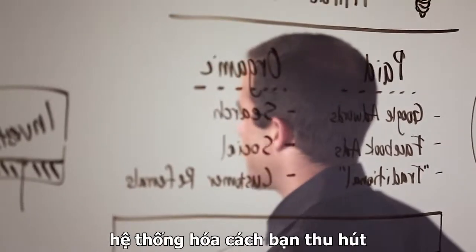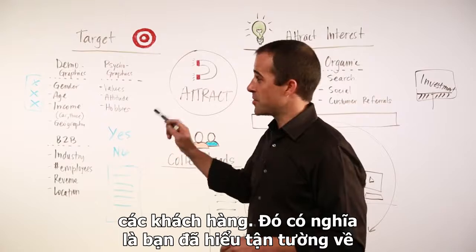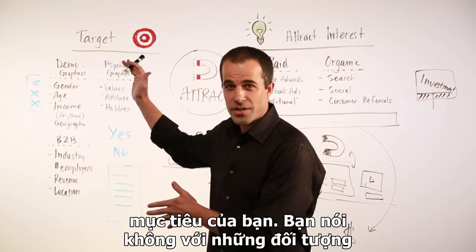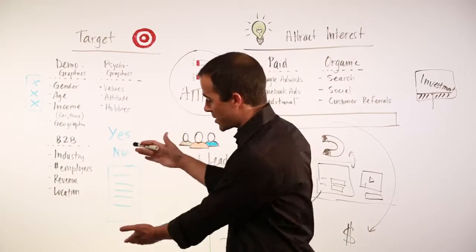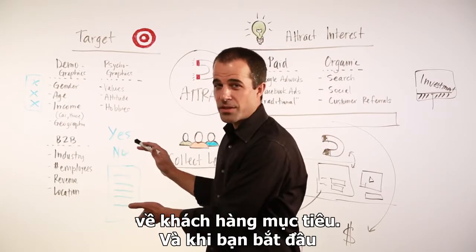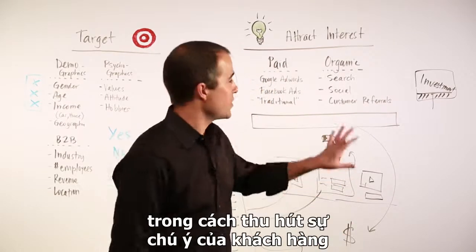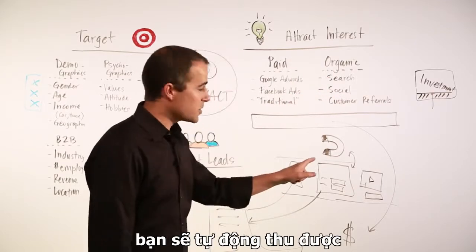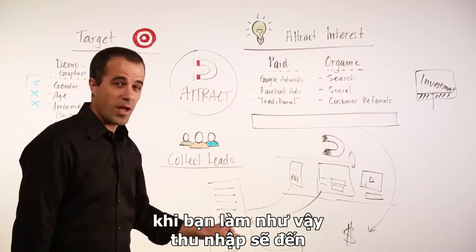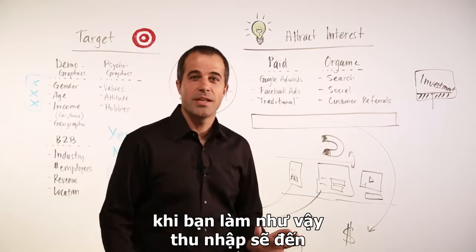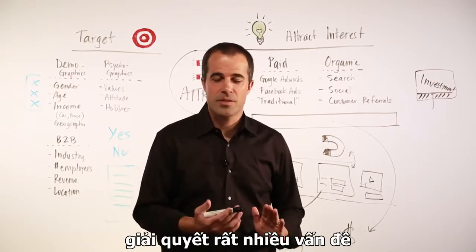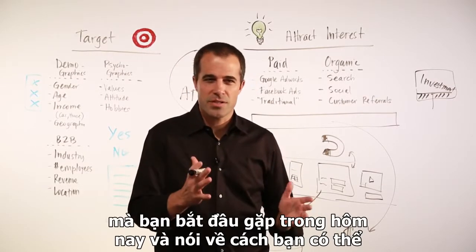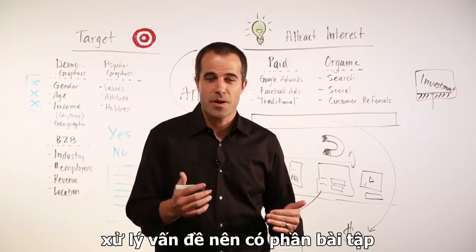When you get into your business and you systematize the way you're attracting customers, which means you're clear about your target, you're saying no to people, you're mastering everything about your target customer, right? You're going out and you're investing your time and your money in attracting new eyeballs, and you're systematically collecting leads that you can follow up with and convert. When you do this, the revenue will come into your business that will help you to solve a lot of the problems that you're staring at today and saying, how can I solve that problem?